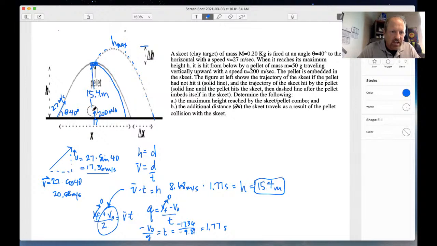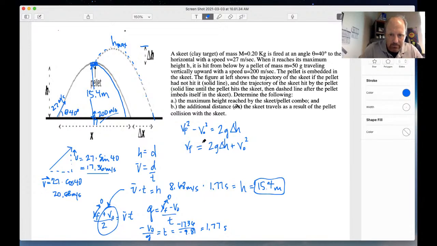Now we can use that height and the fact that the pellet is traveling at 200 meters per second initially, and ask: what is the speed at which it hits here? You could say v final squared minus v initial squared equals 2g change in height. Now we know the change in height is 15.4 meters. We know g, we know v initial is 200. So v final is all we're solving for. So v final squared equals 2g delta h plus v initial squared. So we take the square root of that whole thing.